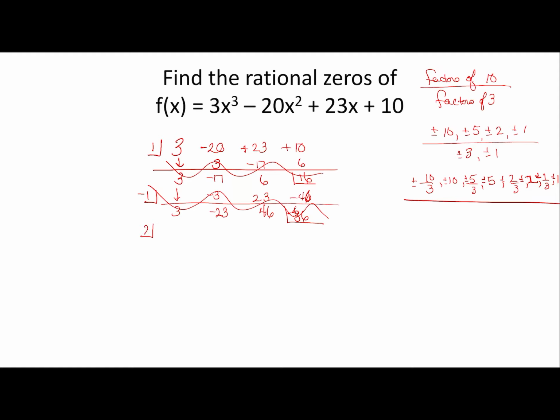So maybe 2. 3 comes down. 3 times 2 is 6. 6 and -20 gets us -14. 2 times -14 is -28. 23 and -28 is -5. 2 times -5 is -10, and lo and behold, -10 and 10 gets us a 0. So we have found one of the rational zeros. We know that 2 is a zero, and x minus 2 is a factor.